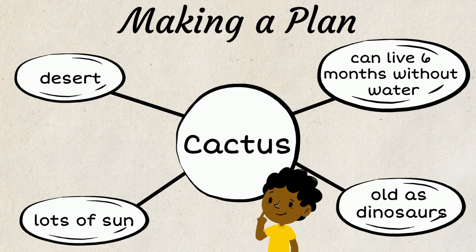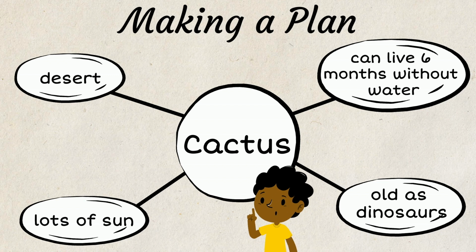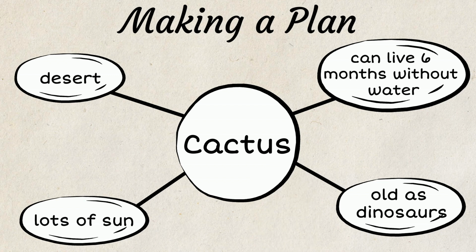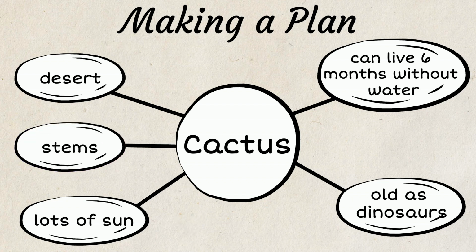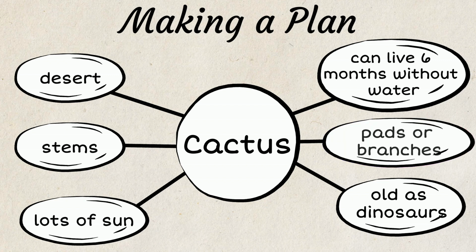I still need some more words for my kenning poem. I can use my 5 senses to help me. I will use my sense of sight and touch to describe a cactus. Using my sense of sight to describe what I see, I can see a cactus has stems instead of leaves. Sometimes I see pads or branches.